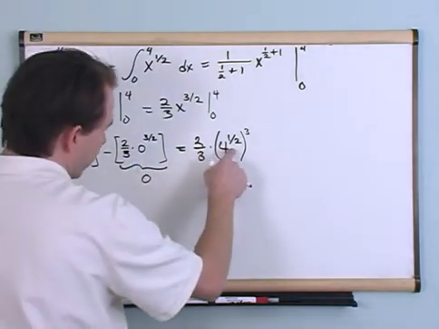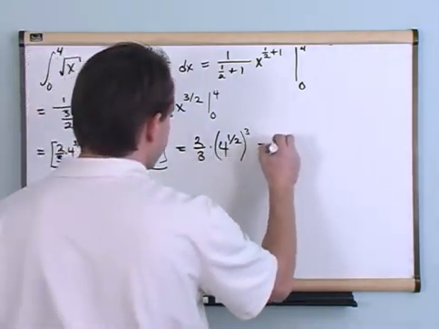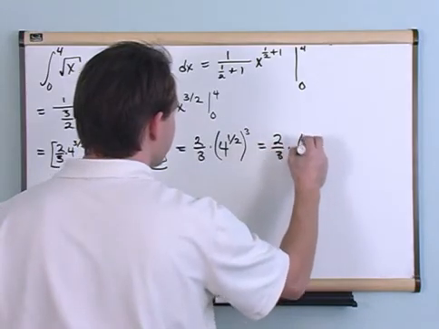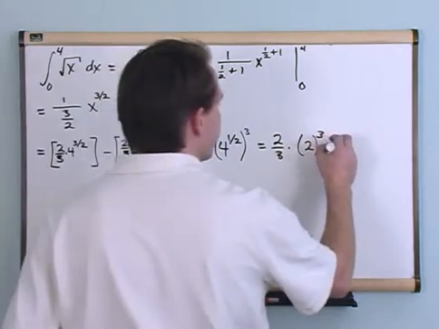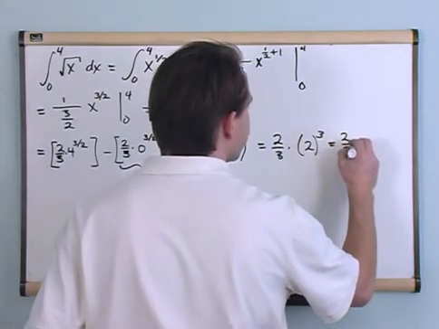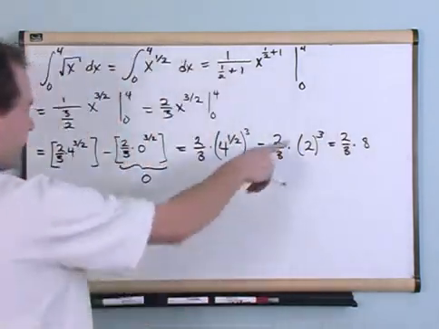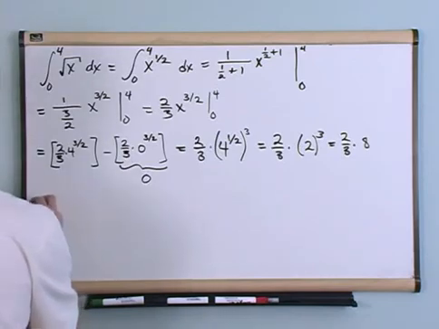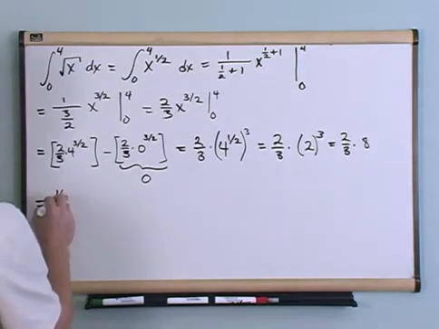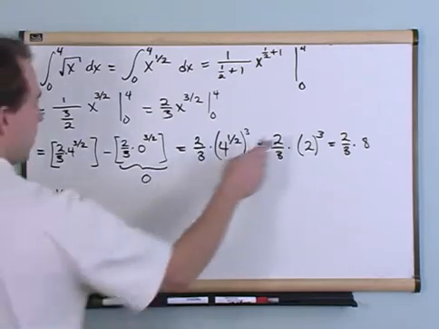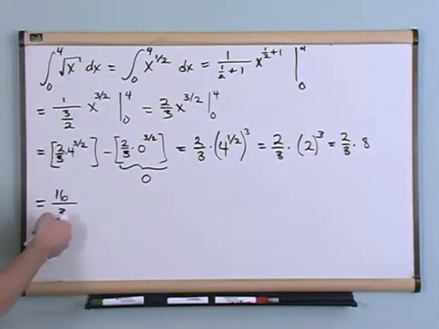Now I know what the square root of 4 is. This is going to be 2/3 times 2 to the 3rd power, which is 2/3 times 8, because 2 raised to the 3rd power is 8. And so finally what you'll end up with is 16 over 3. 8 times 2 is 16, all divided by 3. So your answer would be 16 over 3.